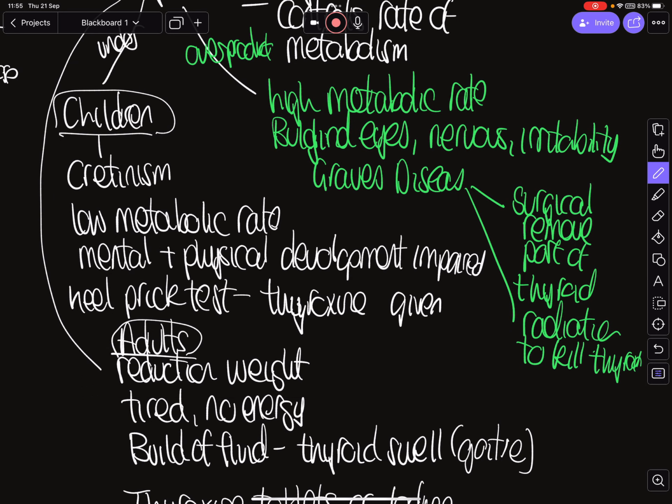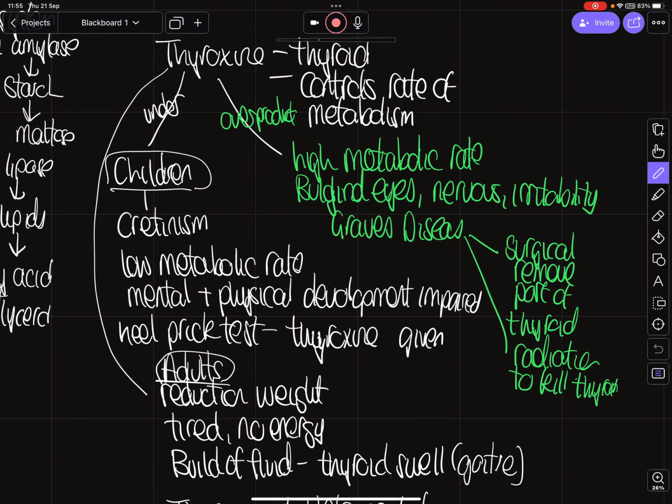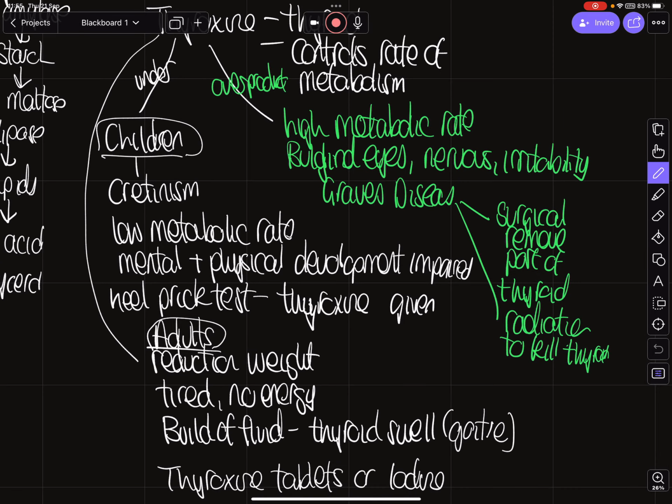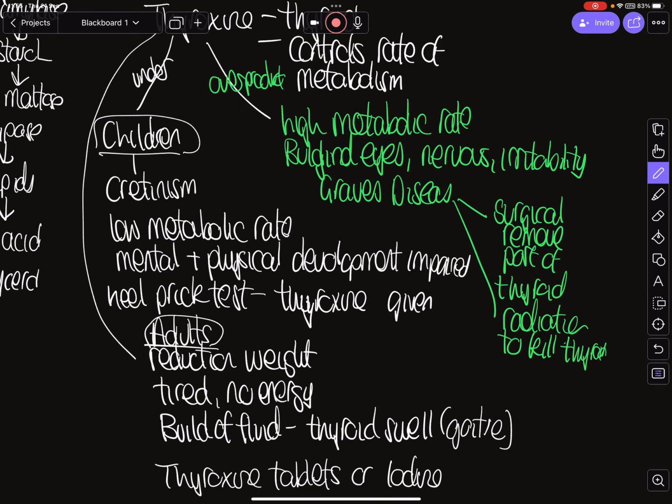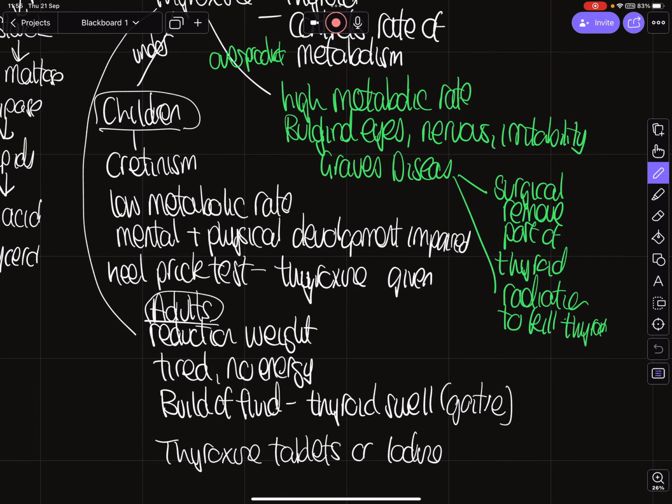So you just need to be aware of both of those. So thyroxine controls the rate of metabolism. If there's underproduction, what does that look like? If there's high production, what does that look like? And how do we treat it?